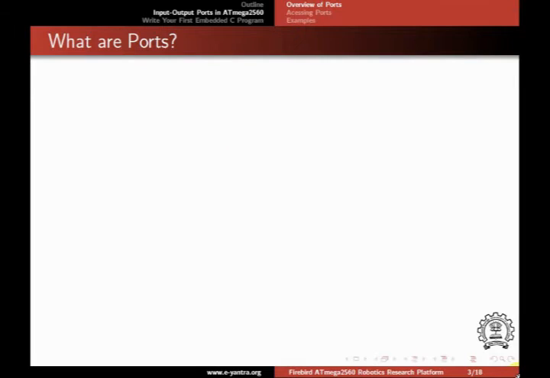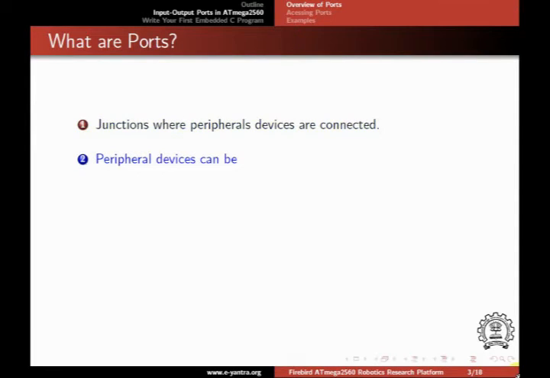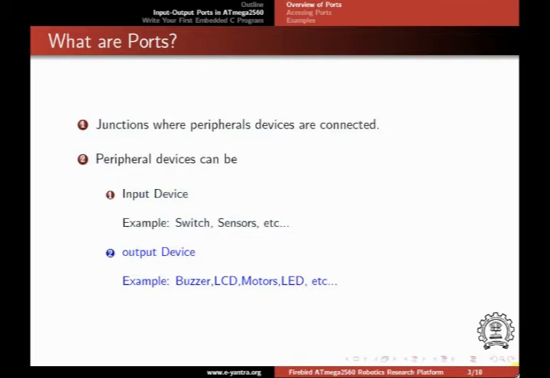So what are ports? Ports can be defined as junction where peripheral devices can be connected. Peripheral devices can be classified firstly as input device. Input devices are the devices which give signals to the microcontroller. So example of input devices are switch, sensor, etc. Other peripheral device is called as output device. Output devices are devices to which the microcontroller will send the signal. Example of output devices are buzzer, LCD, motors, LEDs, etc.